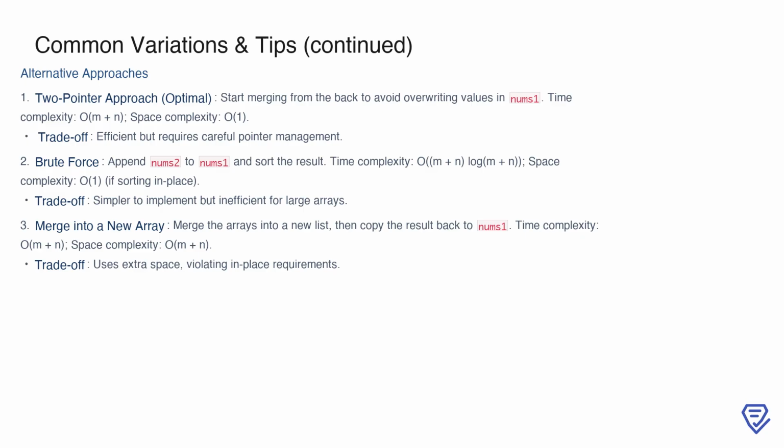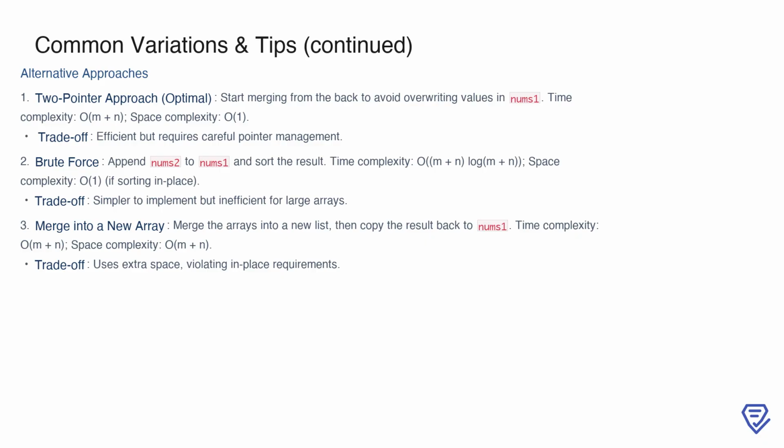Considering alternative approaches can also enhance your understanding of the problem. The two-pointer approach is the optimal method. By merging from the back of the arrays, you avoid overwriting values in nums1 and achieve efficient O(m plus n) time complexity with constant space. However, it does require careful pointer management to ensure correctness.